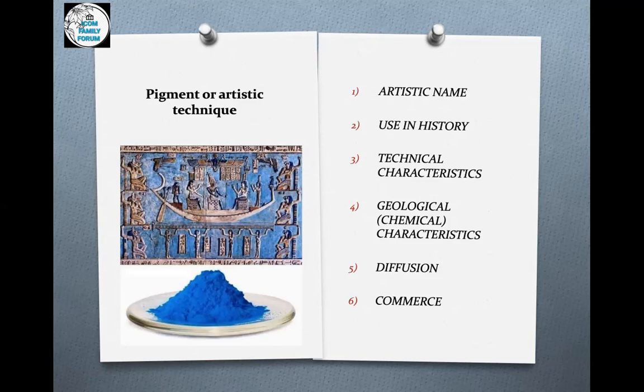or geological and chemical characteristics, because you know pigments in the past were natural pigments from earth, diffusion and commerce, so where we find the pigment in the world in the past world, of course.